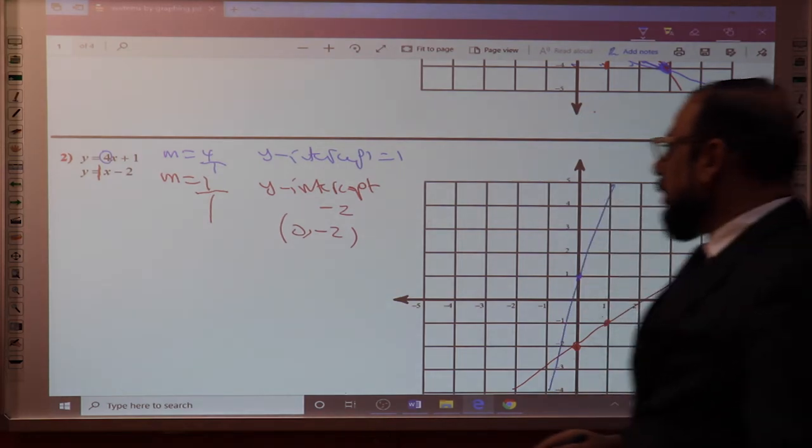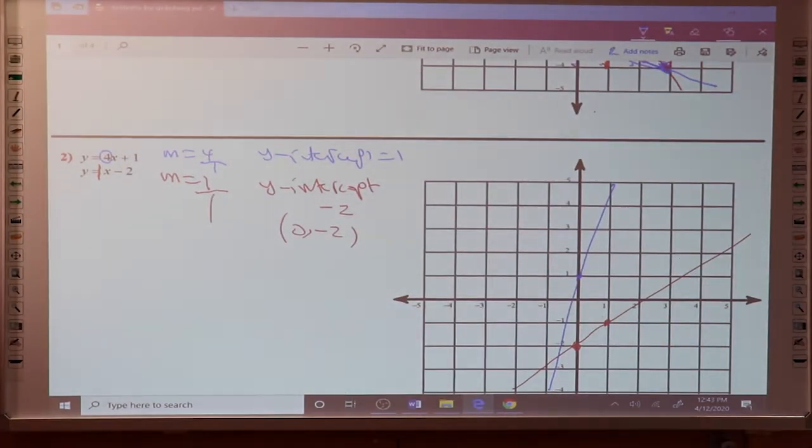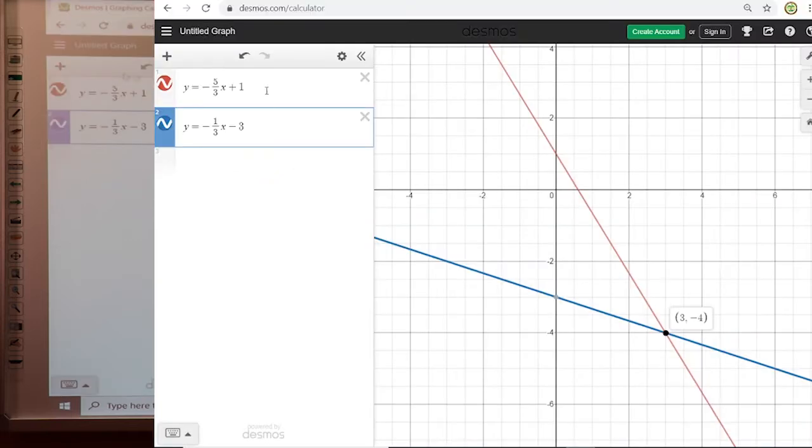Okay, let us graph these two equations and see the answer. 4x plus 1, and x minus 2. Let us see the actual graph.